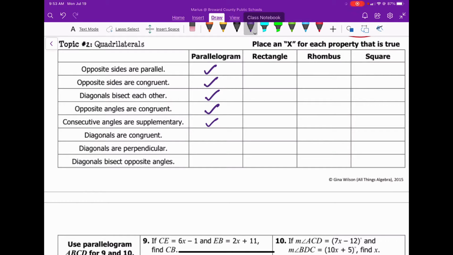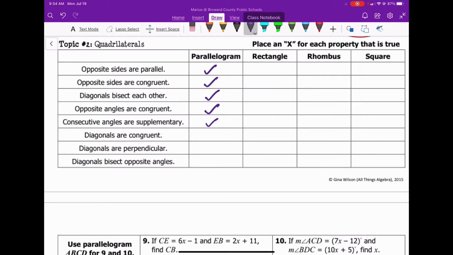Now, the last three things are not true. Not always true about all parallelograms. The diagonals are not always congruent. The diagonals are not always perpendicular, and the diagonals do not always bisect opposite angles. The ones that we check always happen if it's a parallelogram. If we were to check off something else, then it would be something more specific. Maybe a rectangle, maybe a rhombus, or even a square. But like I said, for this video, we're only focusing on parallelograms, okay?